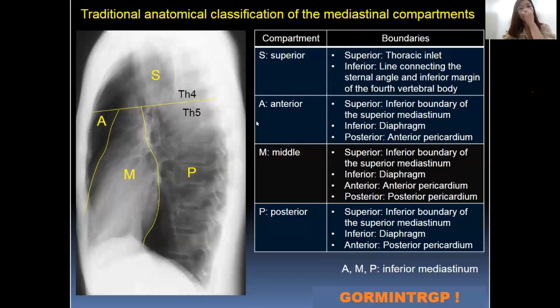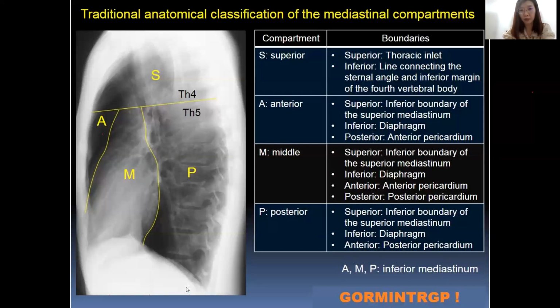Okay, now we're going to the mediastinum quickly. At the level of T4, T5, you separate the superior from the other parts of the mediastinum. Then the anterior mediastinum is anterior to the heart border, and then the middle mediastinum is where the heart is.